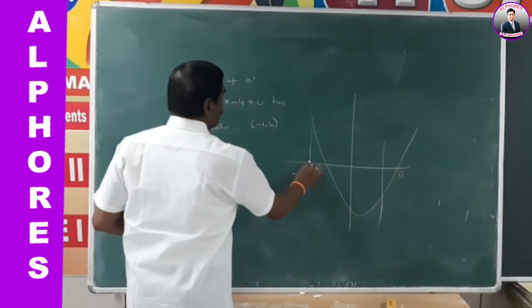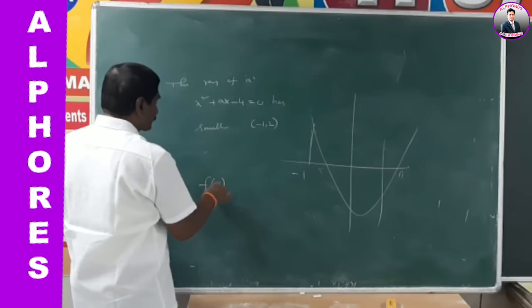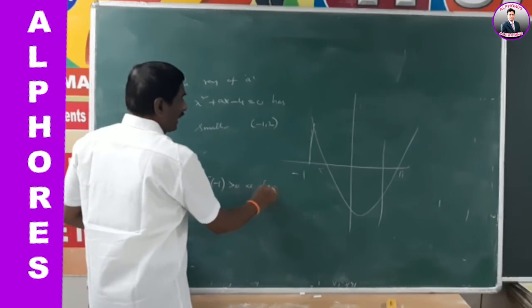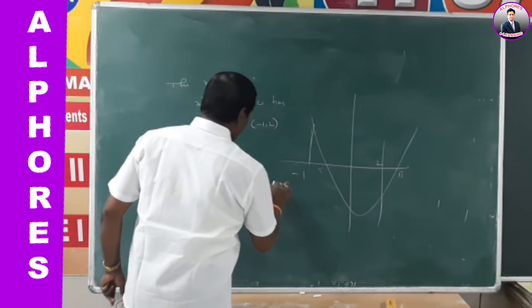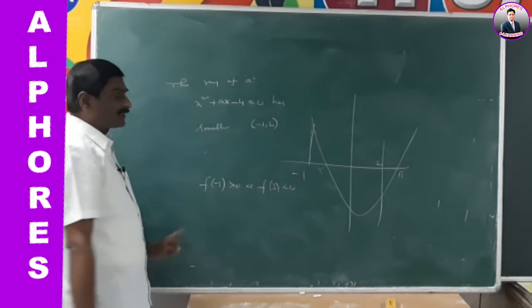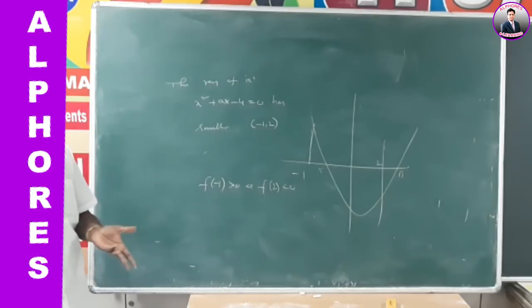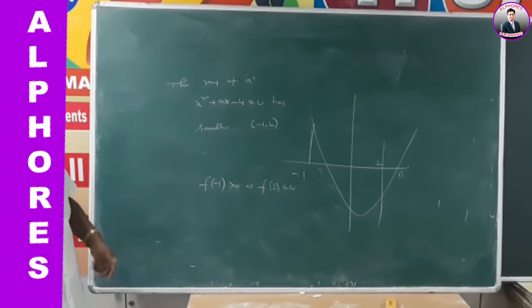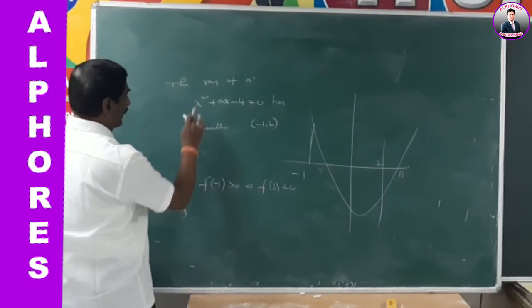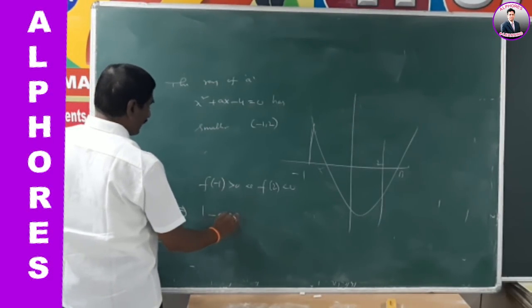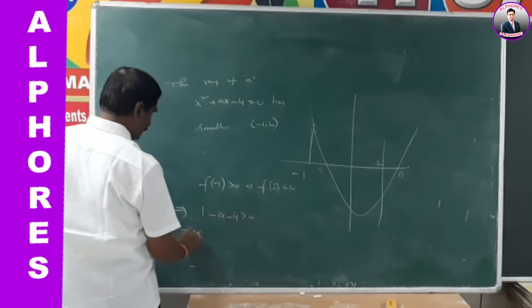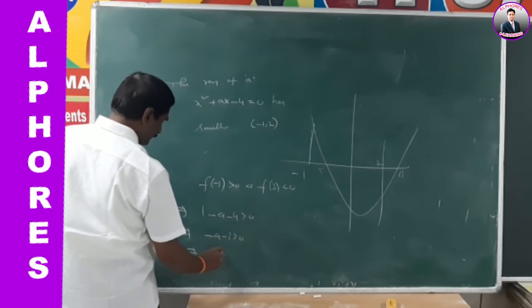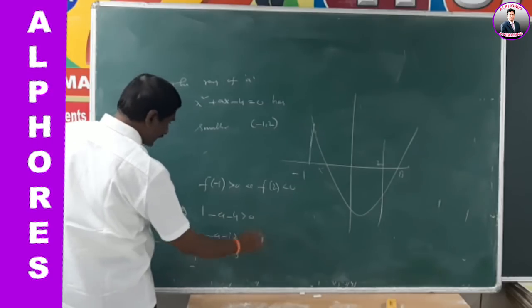That means f of minus 1 must be greater than 0 and f of 2 must be negative. By using these two inequalities, we find the range of A. Suppose f of minus 1 greater than 0 means 1 minus A minus 4 greater than 0. That means minus A minus 3 greater than 0, that means A less than minus 3.